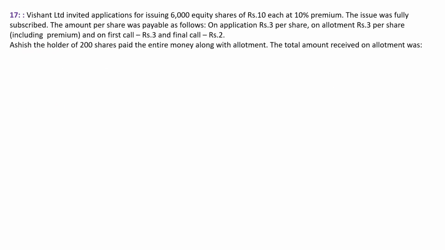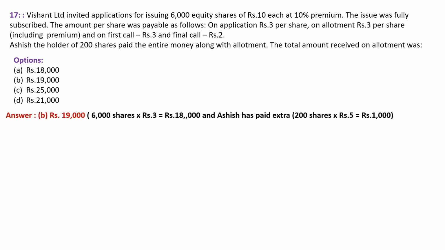Question number 17. Vision Limited invited applications for issuing 6,000 equity shares of rupees 10 each at a premium of 10%. The issue was fully subscribed. The amount per share was payable as follows: on application rupees 3 per share, on allotment rupees 3 per share, including premium, that is 1 rupee, on first call rupees 3, and on final call rupees 2. A holder of 200 shares paid the entire money along with allotment. You have to find out the total amount the company received on allotment. Option A 18,000, B 19,000, C 25,000, D 21,000.